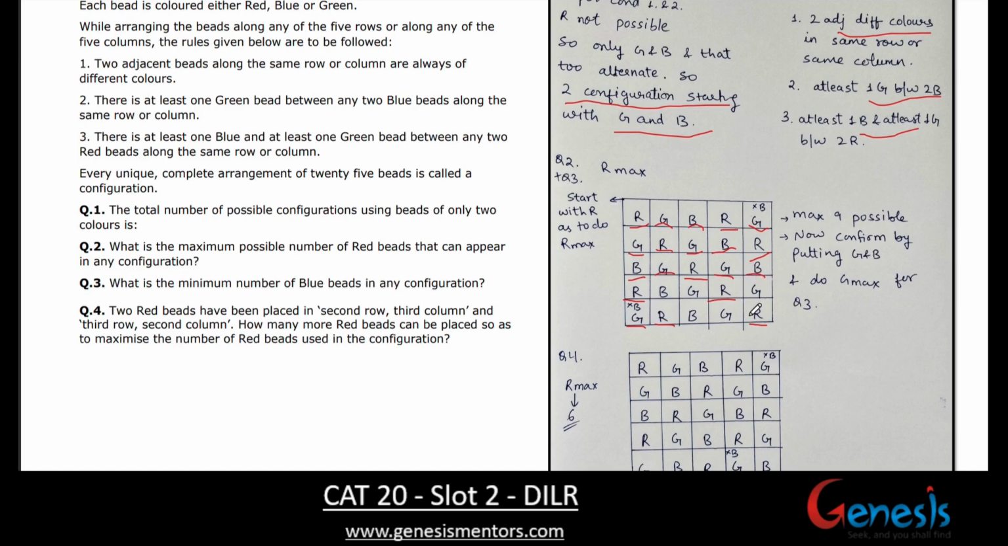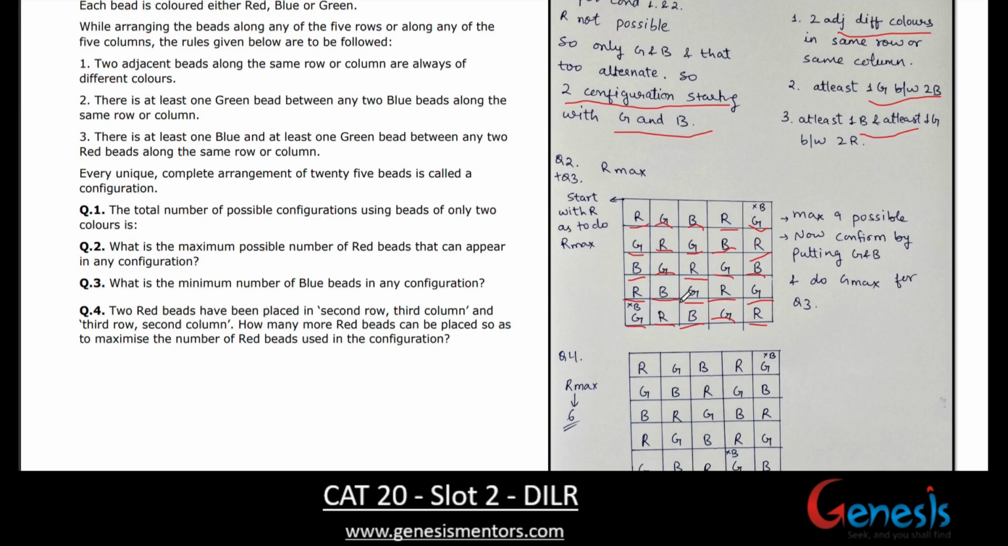If this is B, this is R, this should be G. Right now, if this is G, this should be B, and if this is B, this should be G. Again, if this is G, this should be B, and if this is B, this should be G, right? So we have tried to maximize G and minimize B, right? And we can make a possible or valid configuration.